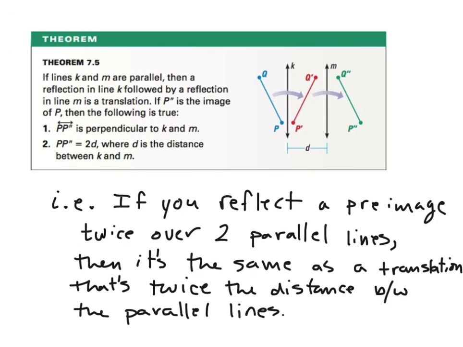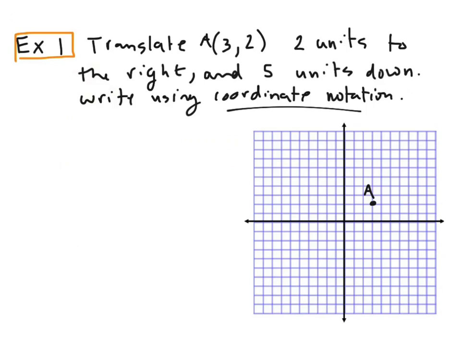Okay, that's weird. Okay, this example says translate A, 3, 2, 2 units to the right and 5 units down. So 1, 2, and then 5 units down: 1, 2, 3, 4, 5. So that's A prime. That's pretty easy, but it also says then write using coordinate notation. So I guess we can find the ordered pair for this. Actually, no, before we do that, coordinate notation looks like this.